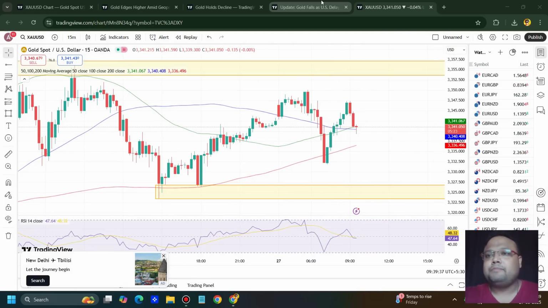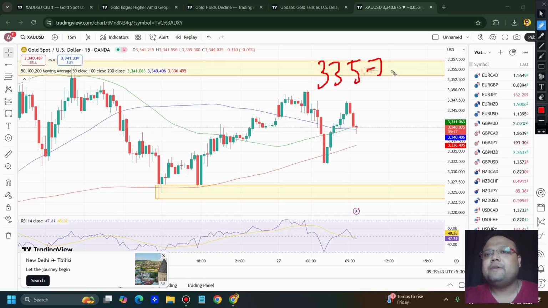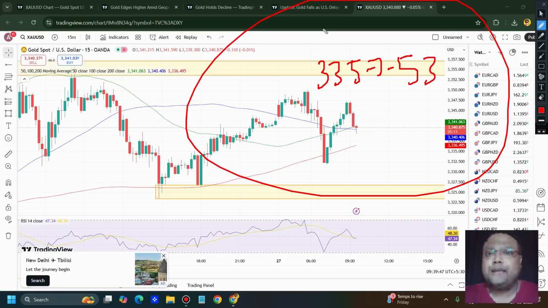And at the top we have a resistance around 3357 and 3352. This resistance is also very much valid. Yesterday we did not discuss this resistance because it was not a very strong one. But today, if market stays like this, meaning low volume, you can expect a resistance around this area.